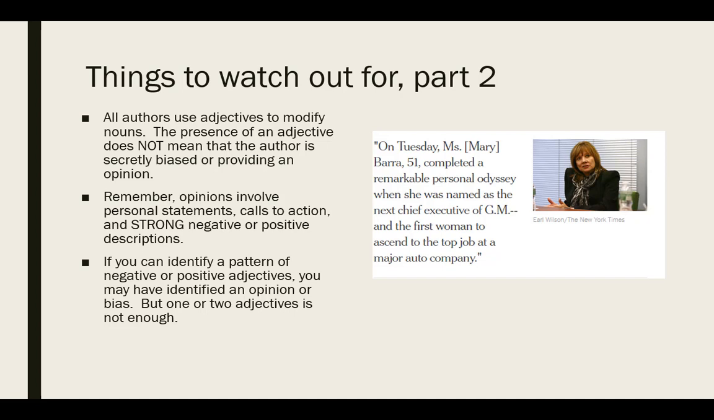Opinions involve personal statements, calls to action, and strong negative or positive descriptions. So you have to be able to identify a pattern of negative or positive adjectives. If you can find a pattern, then you can see that there's an opinion. Then you can argue that there's bias. One or two adjectives in an entire article is not enough.